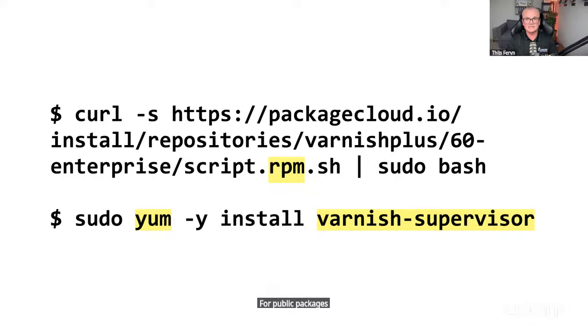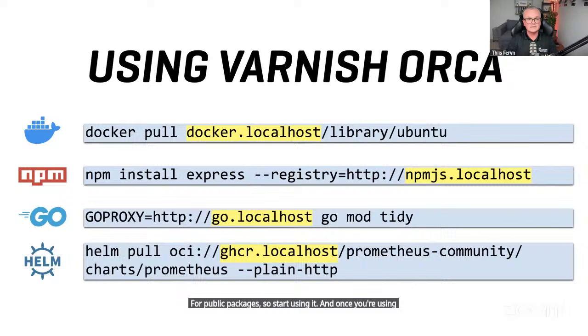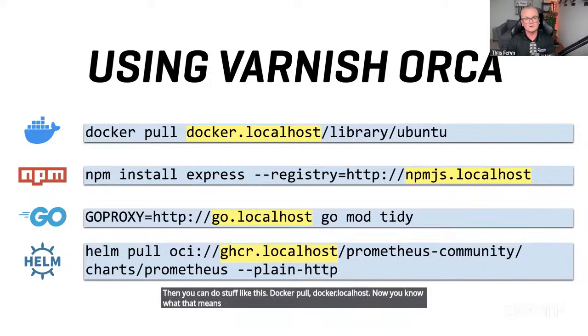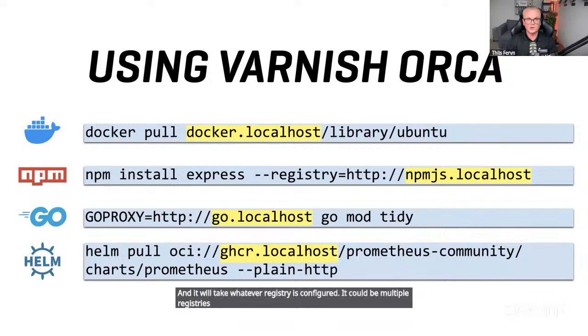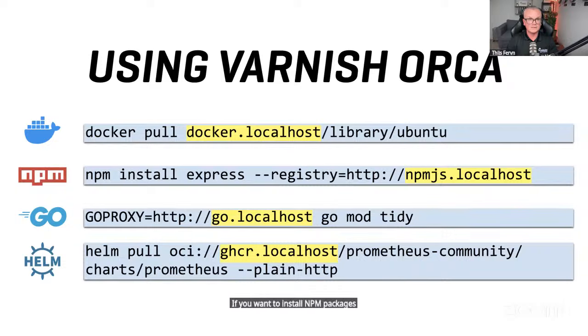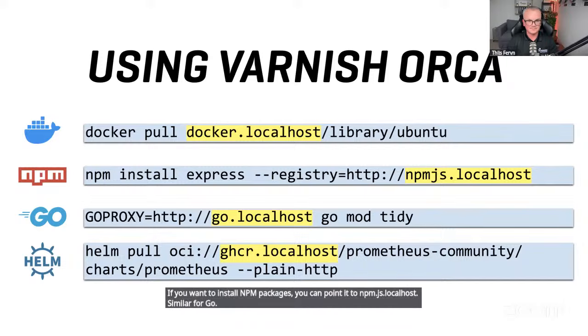So start using it. And once you're using it, then you can do stuff like this. Docker pull, docker.localhost. Now you know what that means. Docker.localhost, it matches the host name and it will take whatever registry is configured. It could be multiple registries with fallback or load balancing, you name it. If you want to install npm packages, you can point it to npm.js.localhost. Similar for Go, similar for Helm.